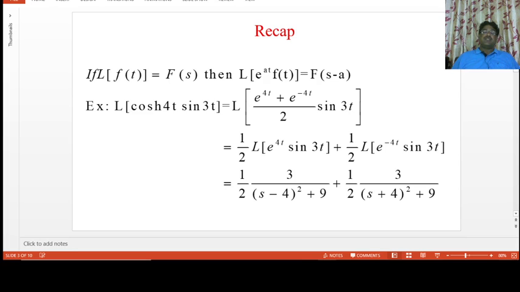But in the first term, a is 4. That's why in place of s, you have to write s minus 4. In the second term, a is minus 4. That's why you have to replace s by s plus 4, the whole square. So the total answer is 1 by 2 times 3 divided by s minus 4 the whole square plus 9, plus 1 upon 2 times 3 divided by s plus 4 the whole square plus 9.